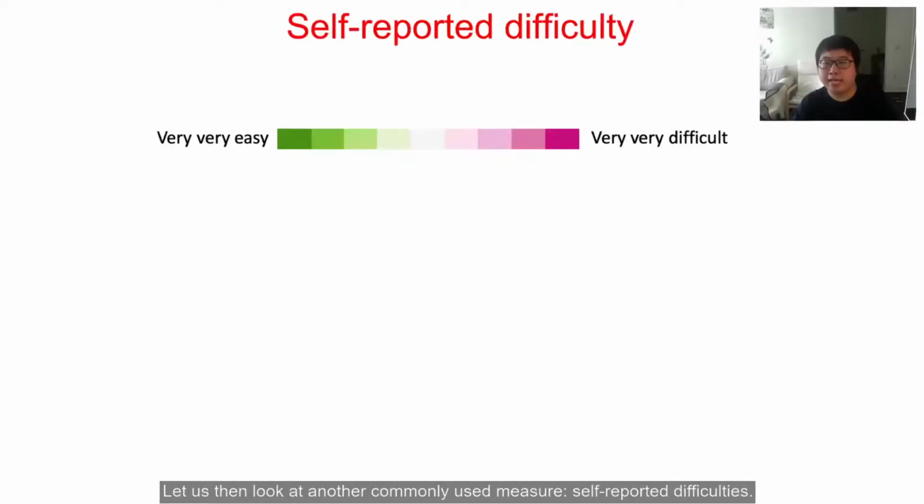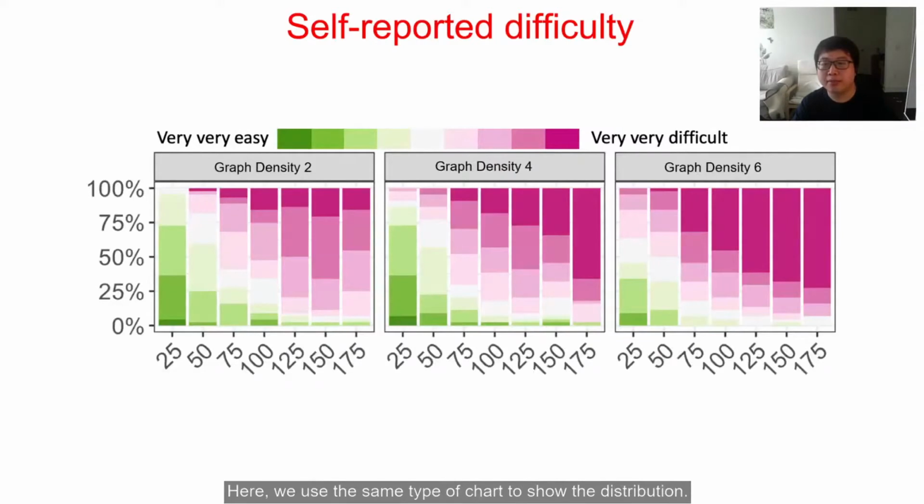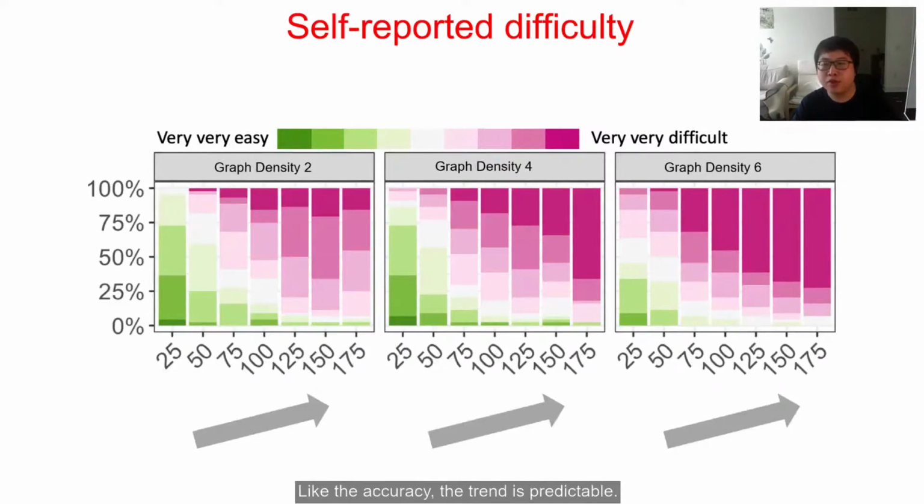Let us then look at another commonly used measure, self-reported difficulty. We asked our participants to rate on a 9-point Likert scale for each trial, from very easy to very difficult. Here we use the same type of chart to show the distribution. Like the accuracy, the trend is predictable. There is an overall positive correlation between the number of nodes and the reported difficulty in all graph densities.